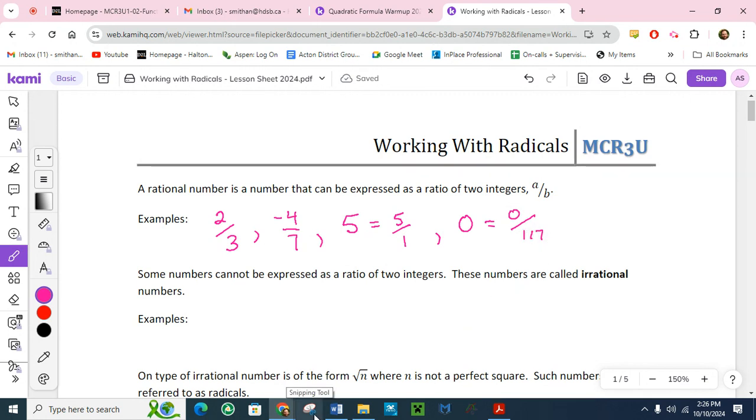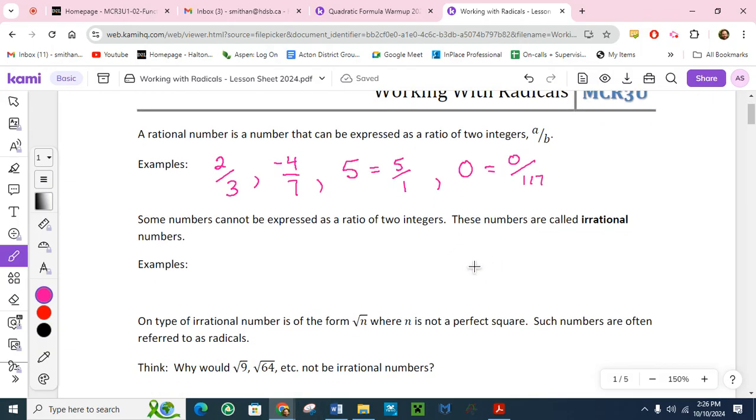But some numbers cannot be expressed as a ratio of two integers. So these numbers are called irrational numbers.